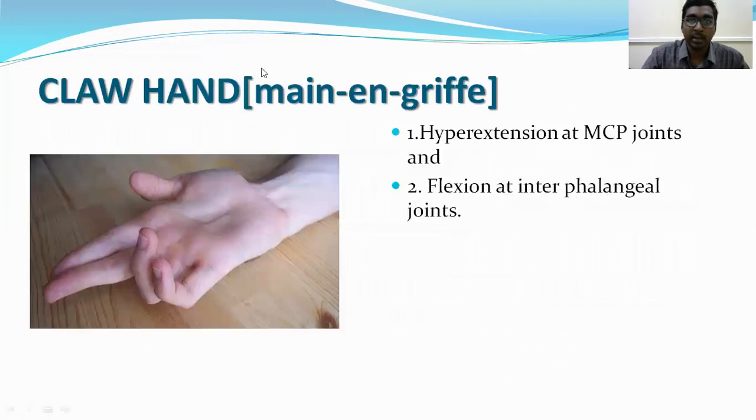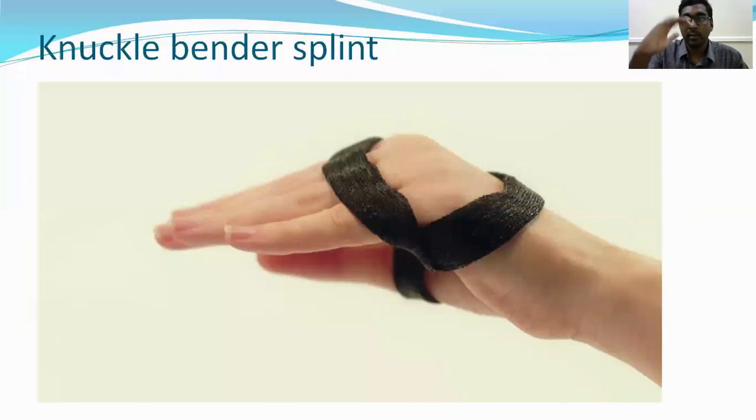So it's claw hand. This is called Bain and Griffith. I'm showing a picture of claw hand. There is hyperextension of the MCP joints and flexion of the interphalangeal joints due to the loss of action by the lumbricals, due to paralysis. So this is the claw hand. So we have to use a knuckle bender splint, bending the knuckles. The knuckle bender splint is used in case of claw hand to prevent deformity.